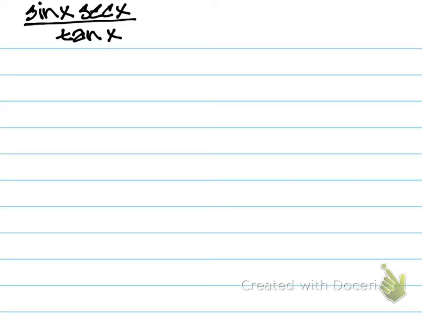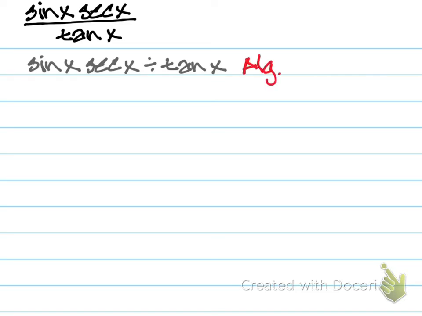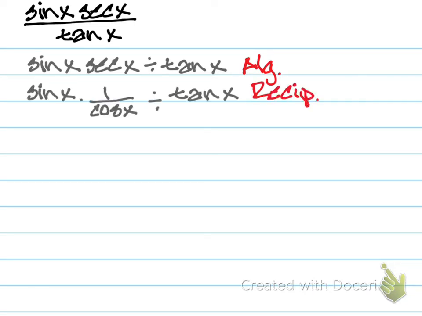Okay, last one here. I don't have any squared, so I'm not going to be looking at a Pythagorean. I don't have a reason to factor anything, so I'm going to need to turn everything into sine and cosine. But first, we'll go ahead and rewrite it as horizontal division, and my reason for that is algebra. Then I'll turn that secant into 1 over cosine, and that reason is the reciprocal identity.